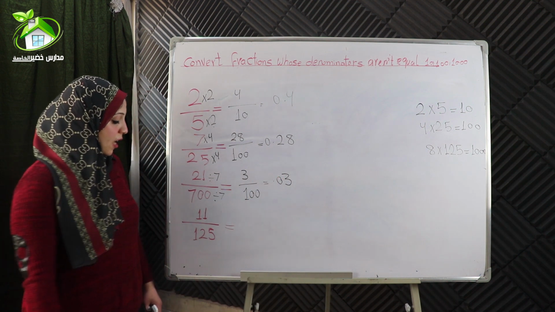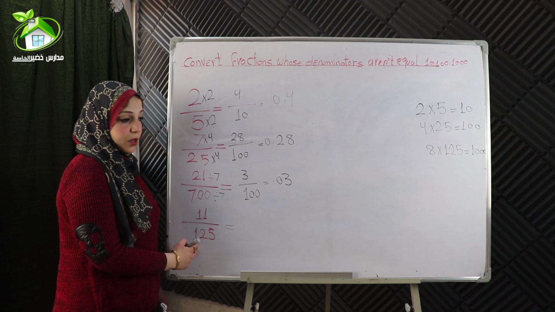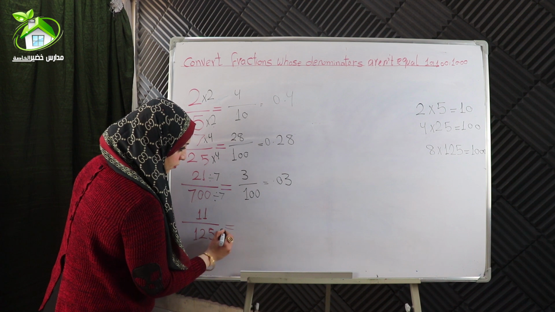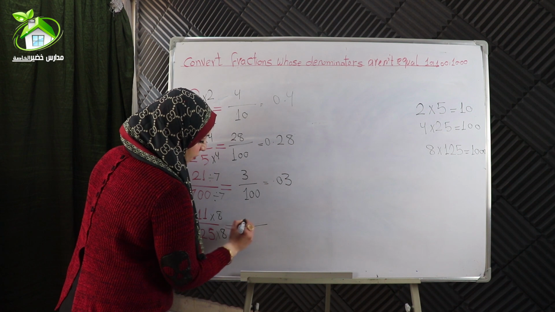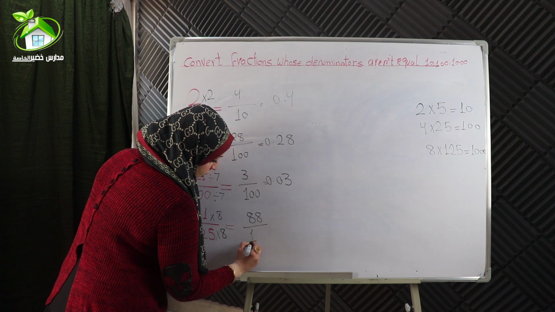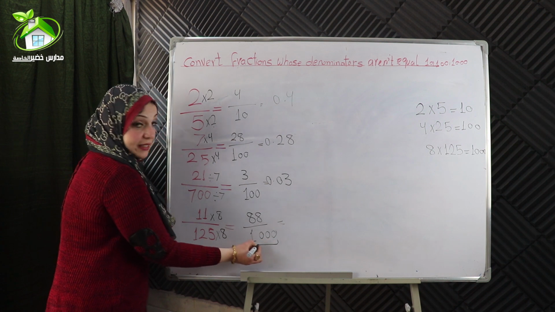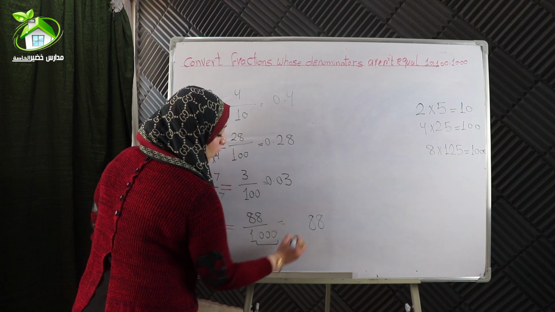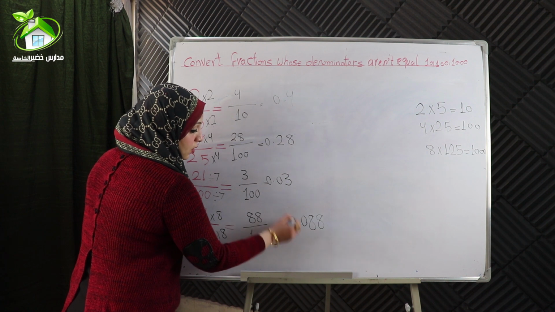The last example, 11 over 125. I can convert this fraction by multiplying it by 8. 8 times 11 equals 88. 8 times 125 equals 1000. I put the point after 3 digits from the right: 8, the first one, 8, the second one. I haven't the third digit, so I put 0 and I put the point and 0.